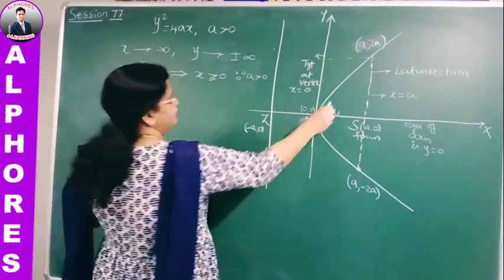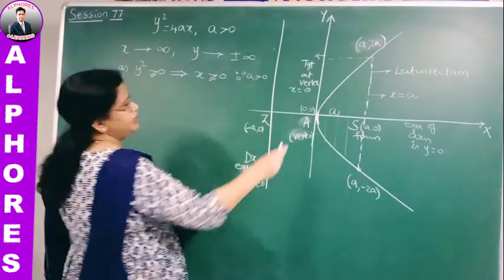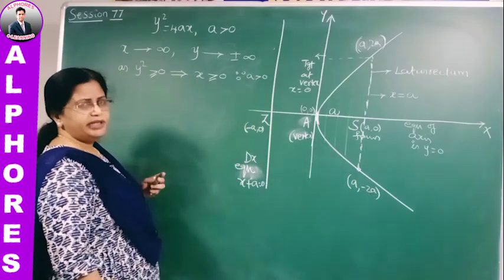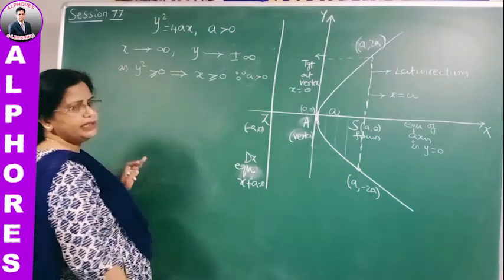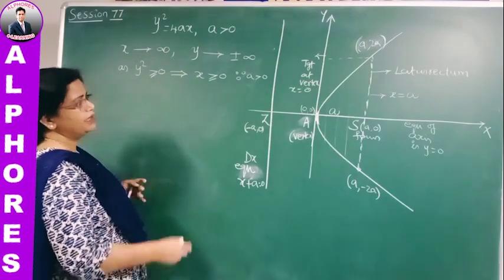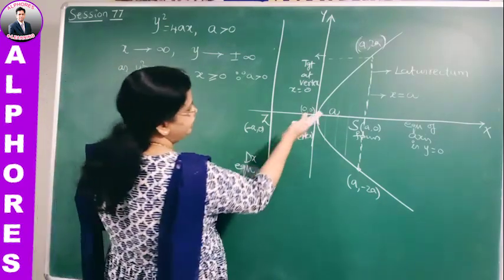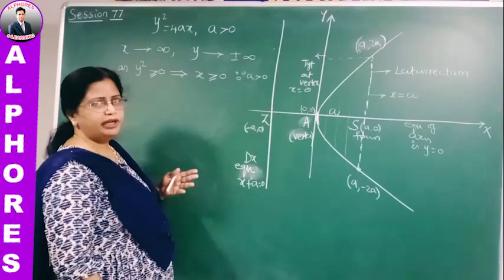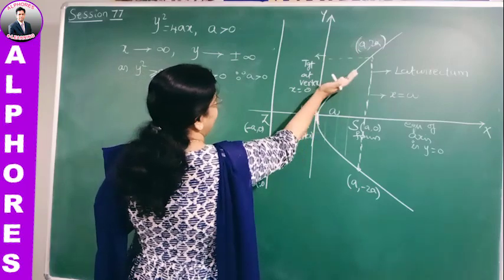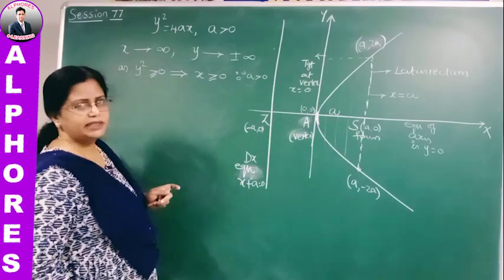Whatever the values, if I draw it like this, if it is a comma 2a, immediately I can say a comma minus 2a. Because of what nature? The curve is symmetric about the x-axis, or you can say the axis of the parabola. In this standard form it is symmetric about the x-axis, because whatever values you get above the x-axis, the same values for y you will get below the x-axis also.